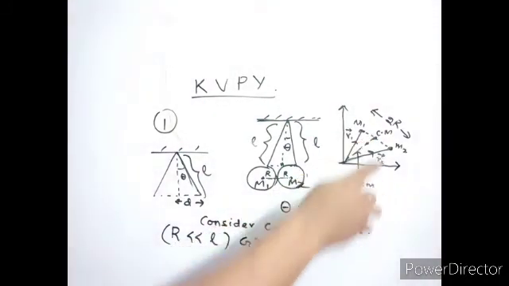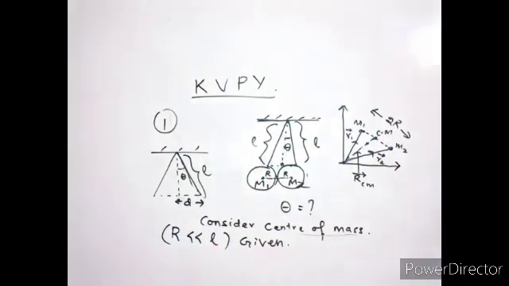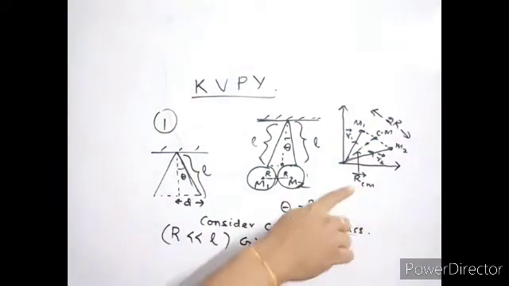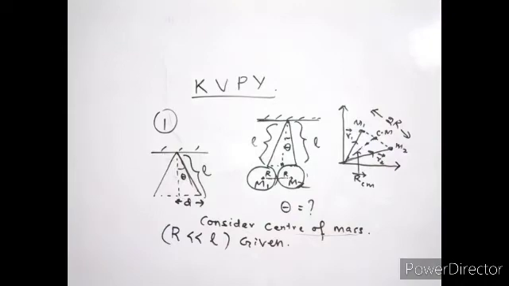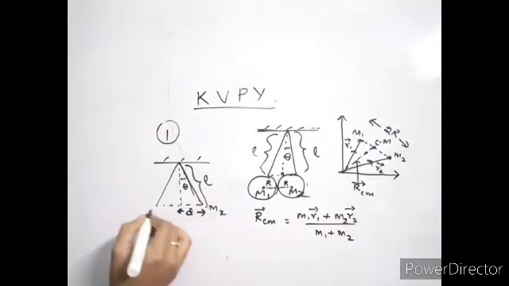Now this is a simple diagram showing the center of mass, and rcm is the position vector of the center of mass with respect to the origin that has been considered in that frame. Now how to determine that rcm? We know that rcm vector is equal to m1 r1 plus m2 r2 divided by m1 plus m2. This is the formula we have for the position vector of the center of mass.